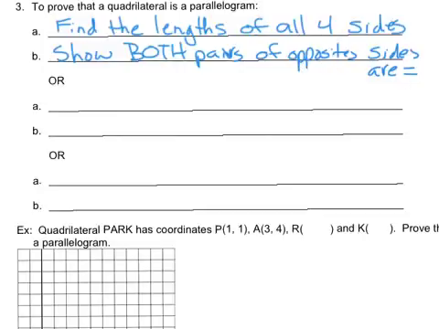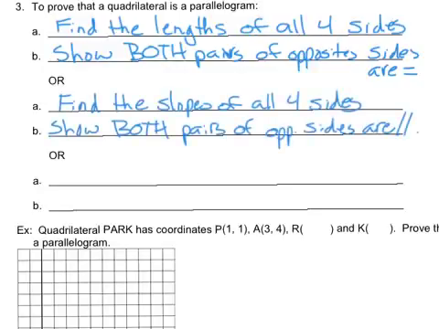But we can also do this by calculating the 4 slopes. When you calculate the slopes, you can see that you're going to have 2 pairs of slopes that are equal, and that's enough to show that both pairs of opposite sides are parallel, because the opposite sides will have equal slopes.